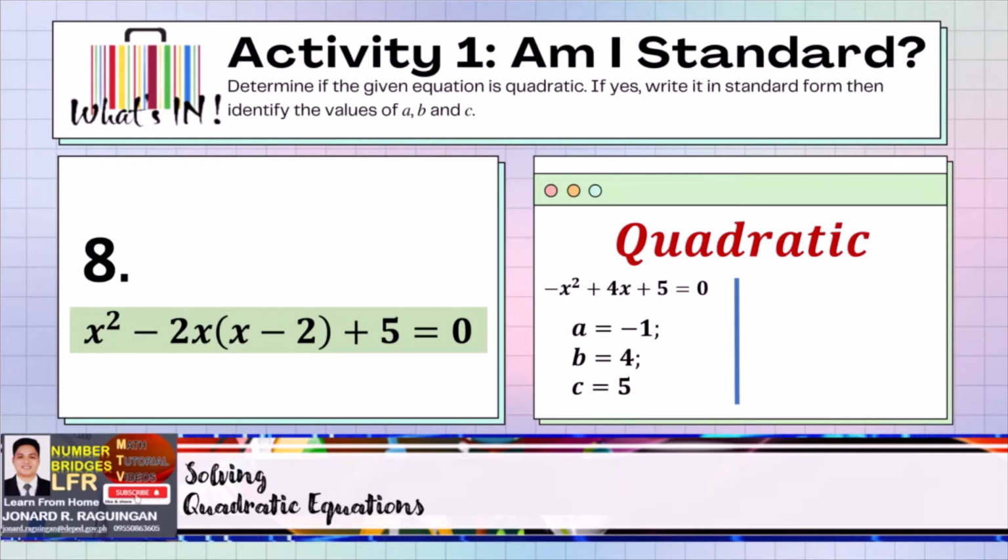And its equivalent equation is x squared minus 4x minus 5 is equal to 0. Here, the values of a, b, and c are as follows. A is equal to 1, b is equal to negative 4, c is equal to negative 5.